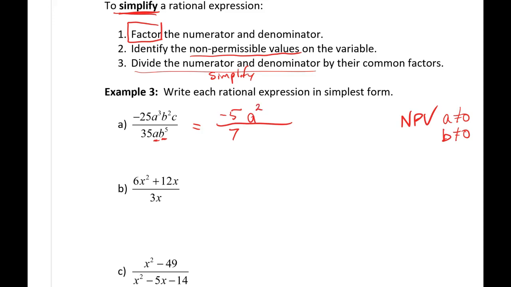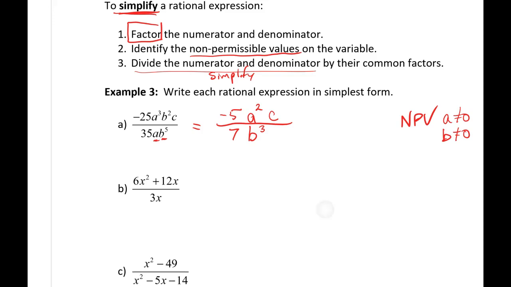Then I look at the b's. Well, there is a b squared on top. There's 5 b's on the bottom. If I cancel out 2 of the b's, I'm left with b cubed. And then there's a c left. So that is a simplified version of that rational expression.